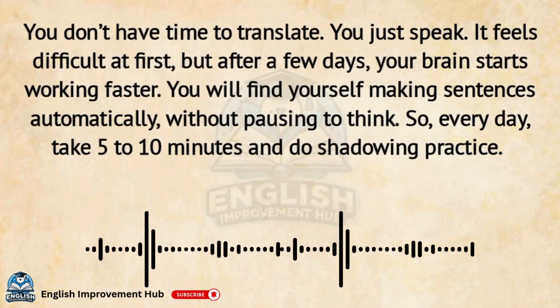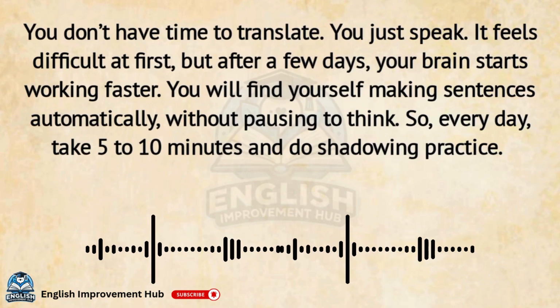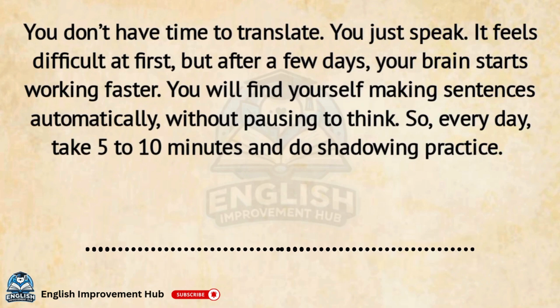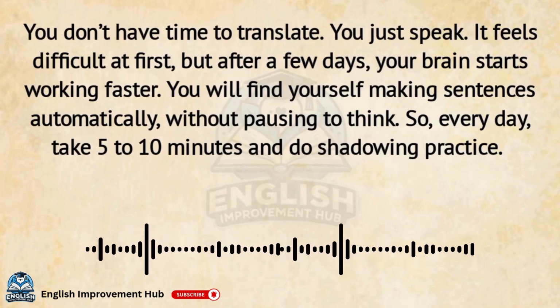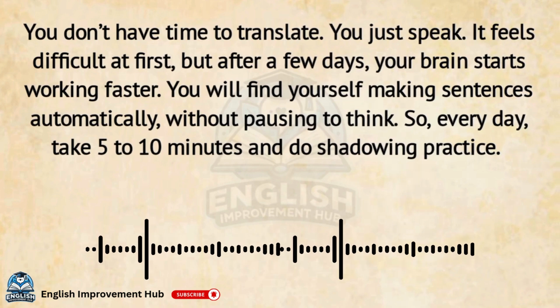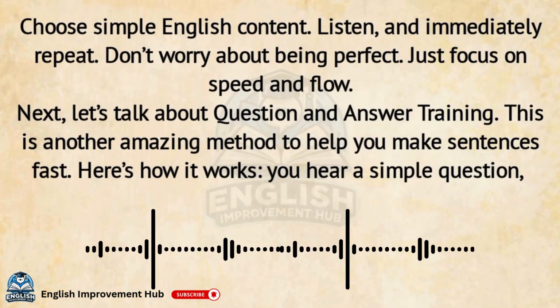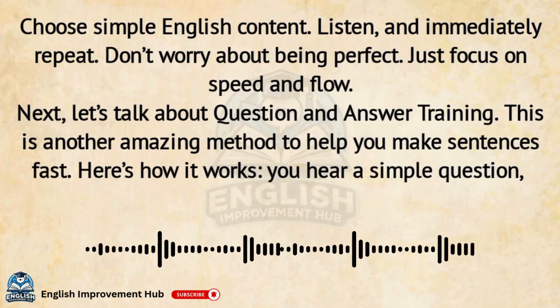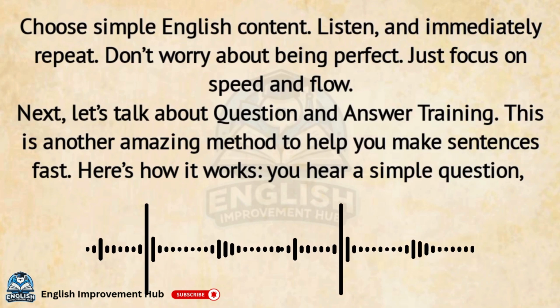You just speak. It feels difficult at first, but after a few days, your brain starts working faster. You will find yourself making sentences automatically without pausing to think. So every day, take 5 to 10 minutes and do shadowing practice. Choose simple English content. Listen and immediately repeat. Don't worry about being perfect, just focus on speed and flow.